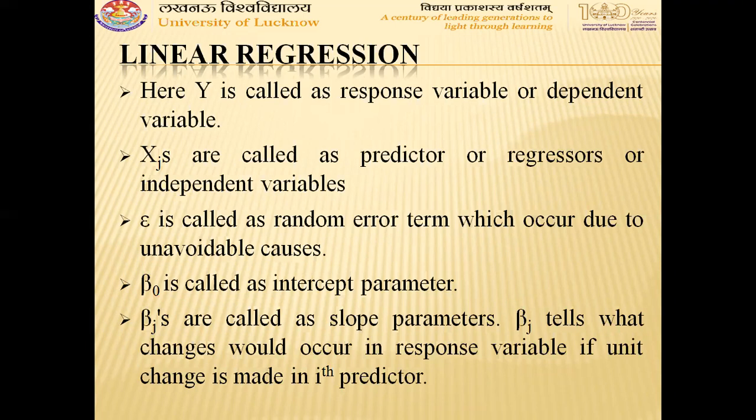Beta naught is called the intercept parameter, and the beta j's are called slope parameters. If you remember the equation of a line in mathematics, y equals a plus bx, then a is called the intercept and b is called the slope. Or you can say mx plus c, where m is the slope and c is the intercept. In the same manner, beta naught is the intercept parameter and beta j are the slope parameters.